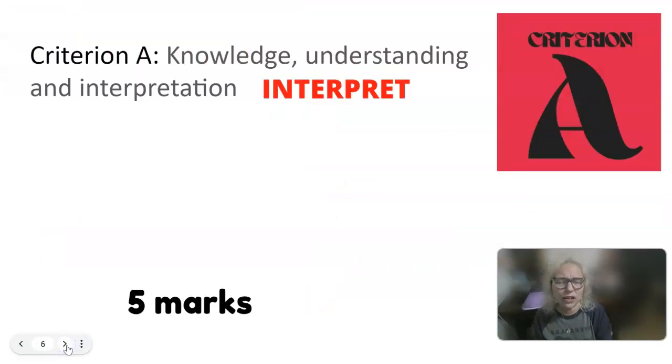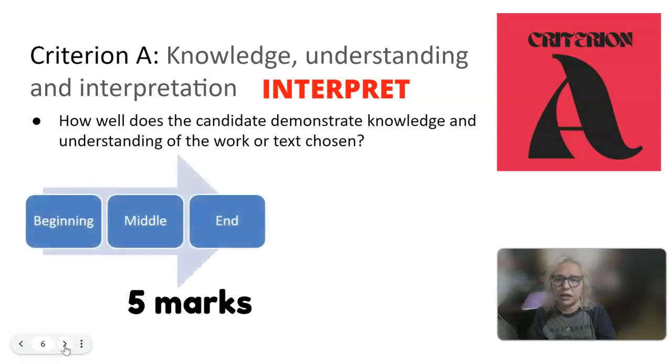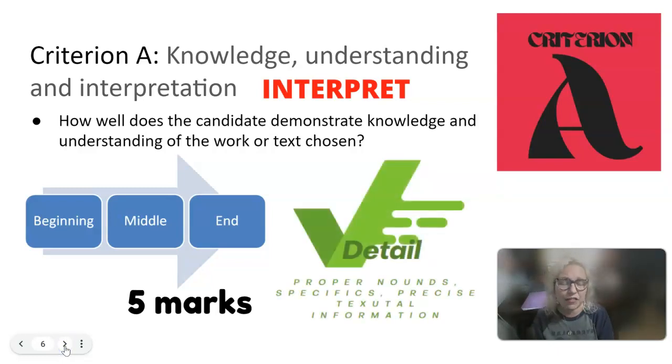Okay, so what can you do specifically to score higher on criterion A? A reminder that this is really looking at interpretation, but also your knowledge and understanding of the work. The first bullet point IB includes is, how well does the candidate demonstrate knowledge and understanding of the work or text chosen? Well, you can show good knowledge and understanding by having examples from all parts of the book, not just the first chapter, right? But a good example from the beginning, the middle, and the end of the book. You can also do this by having precise details, using proper nouns.